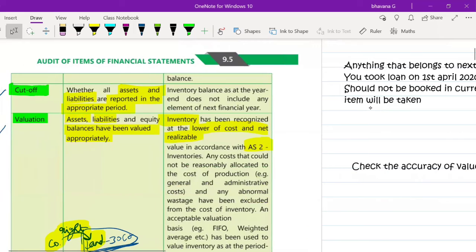Next is cutoff. Likewise, inventory which is held by the entity but belonging to others is to be excluded. Very good. Inventory value is pertaining to the current financial year. Okay, you are telling about cutoff, right? You guys have moved to the next point. I was thinking how it is related to the last point. Yes, very good. So inventory balance does not include any element of next financial year. Suppose you are thinking that next year I will buy an inventory of 1 lakh. Will you record it this year? No. Only if you have the inventory of that much, you will have to record it.